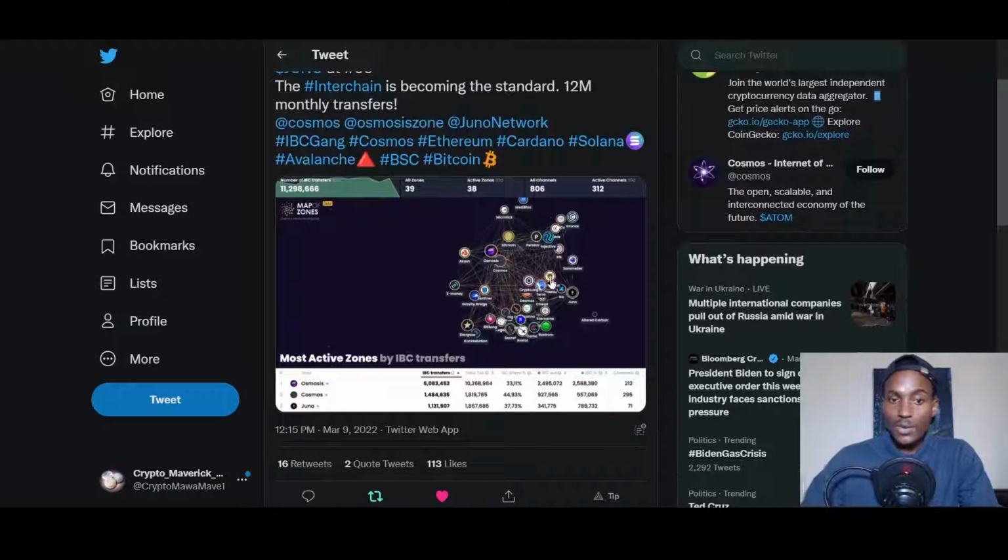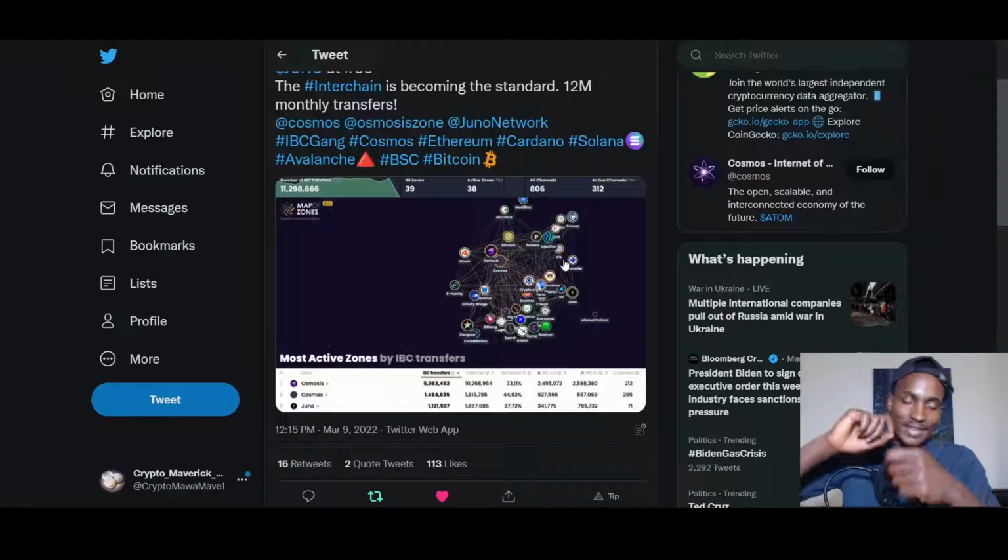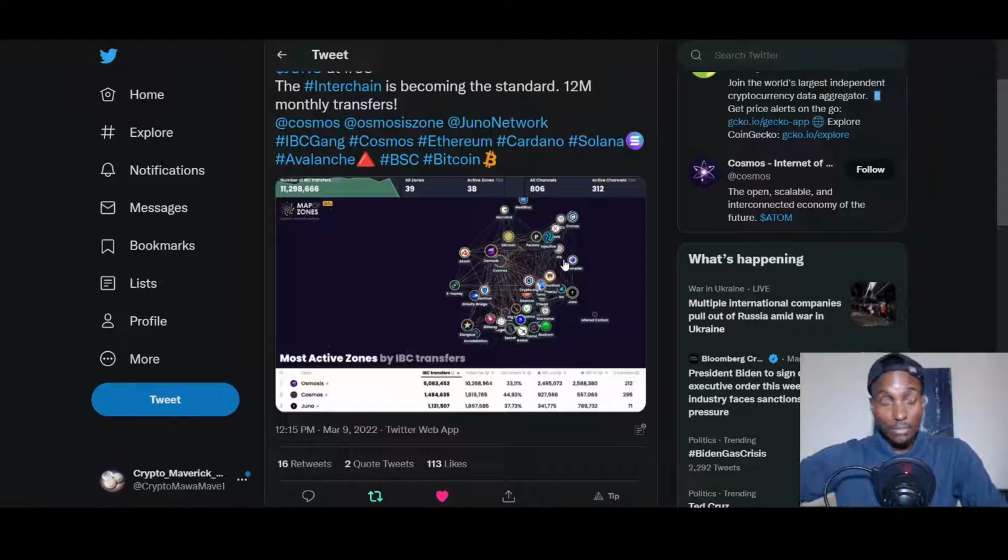The map that you're seeing right here essentially means that all these chains, including the ones that we've just talked about, are all connected through the inter-blockchain communication protocol, which means they have true interoperability. In other words, you don't need to create other versions of those tokens like in other ecosystems. Basically, you can transfer those exact same tokens to another blockchain and use the same tokens.